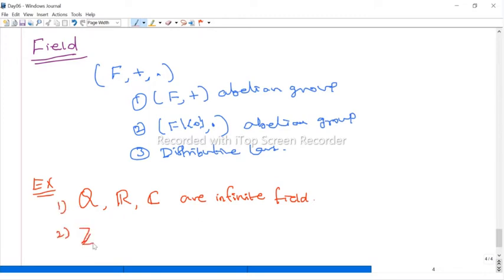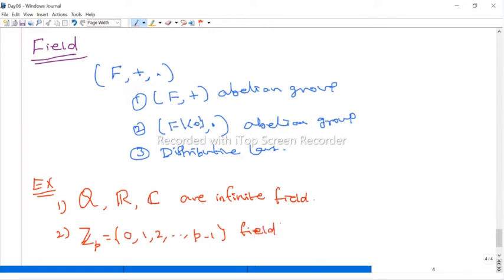If you take Z_P, integers modulo P, it contains only P elements. So how do they look? The elements are 0, 1, 2, 3, etc., up to P minus 1, or sometimes written as 0 bar, 1 bar, 2 bar, etc. This is also a field. This is a finite field.